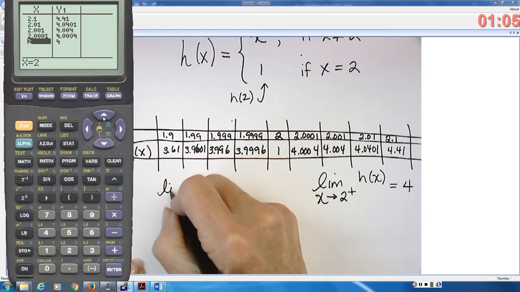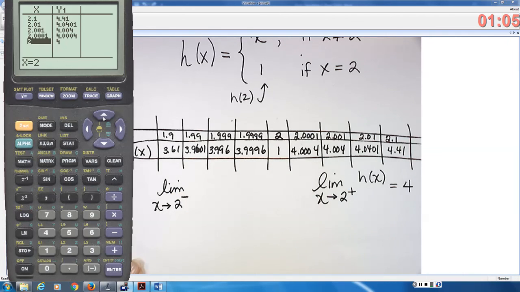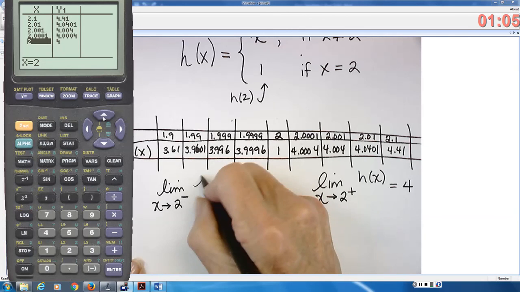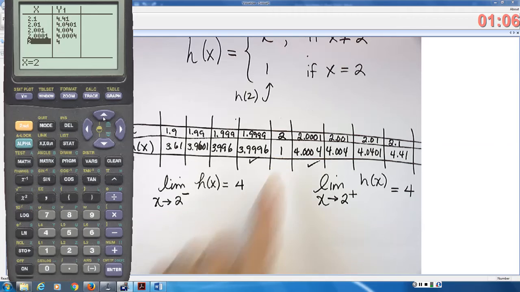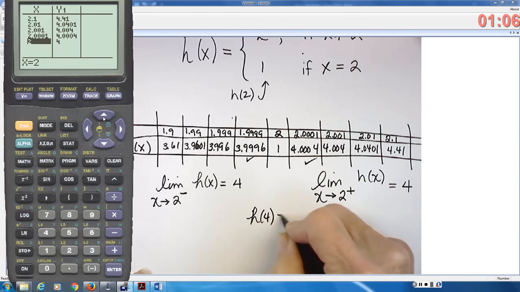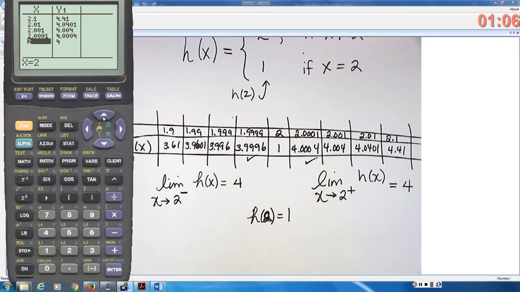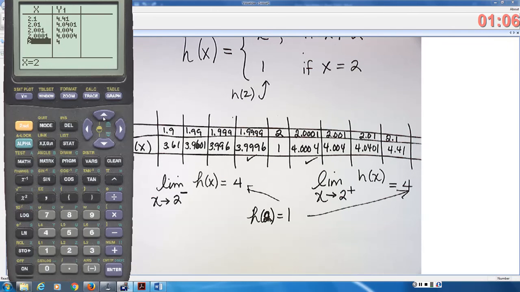And the limit as x approaches 2 from the left side, which is the negative side, of h of x is equal to 4, because this and this are really, really both very close to 4. But the function h of 2 is actually 1, which doesn't match either of these. And that's going to tell us something important too as we get into this. Okay?